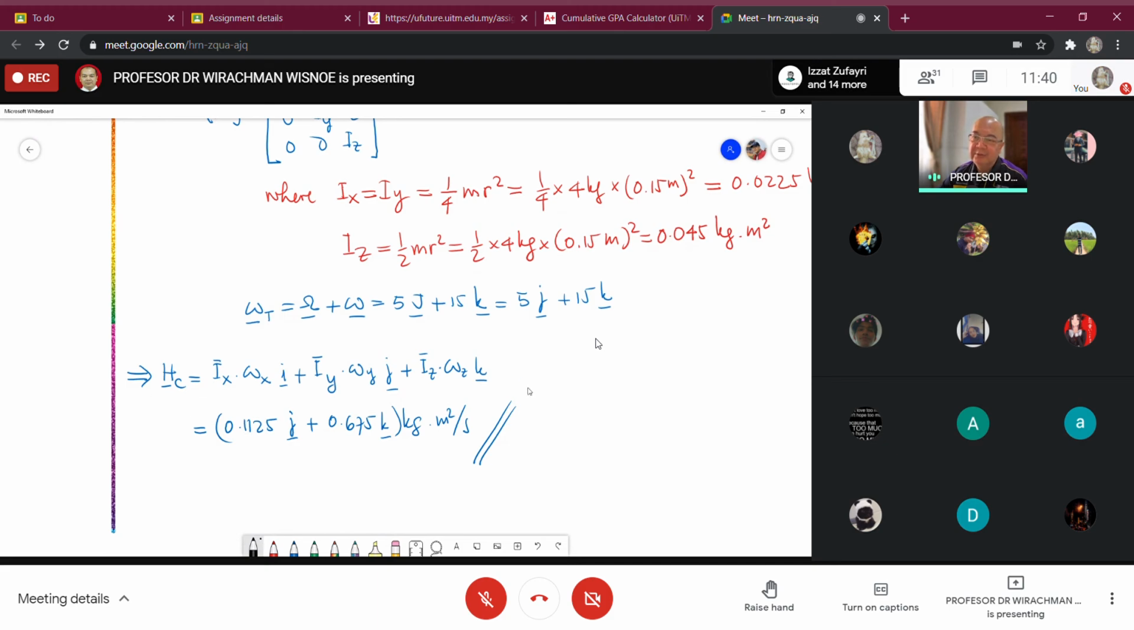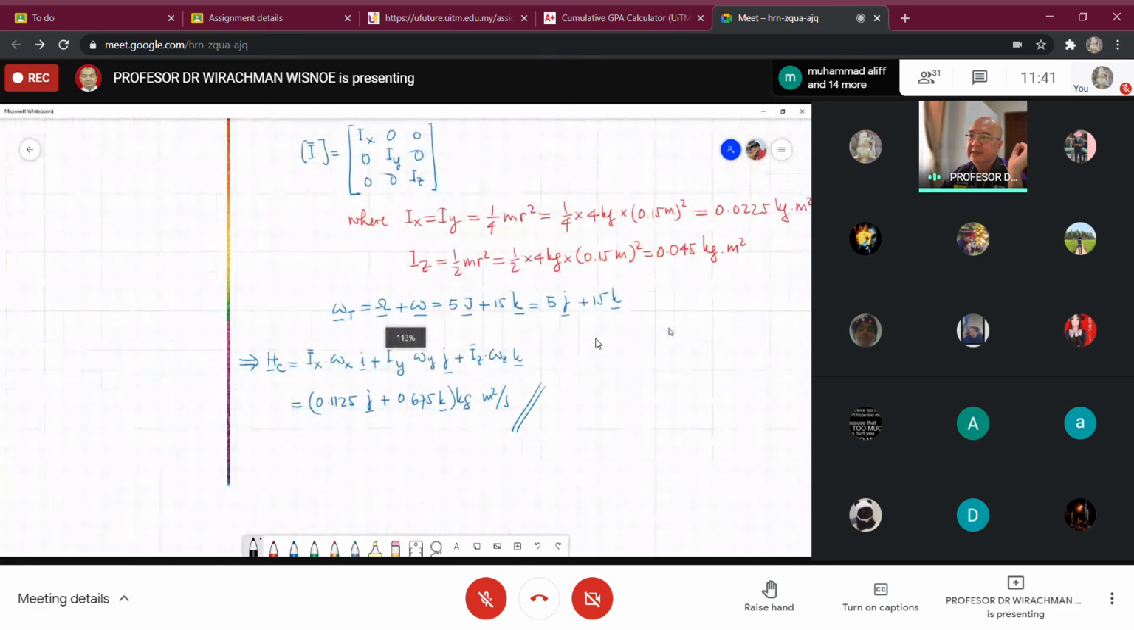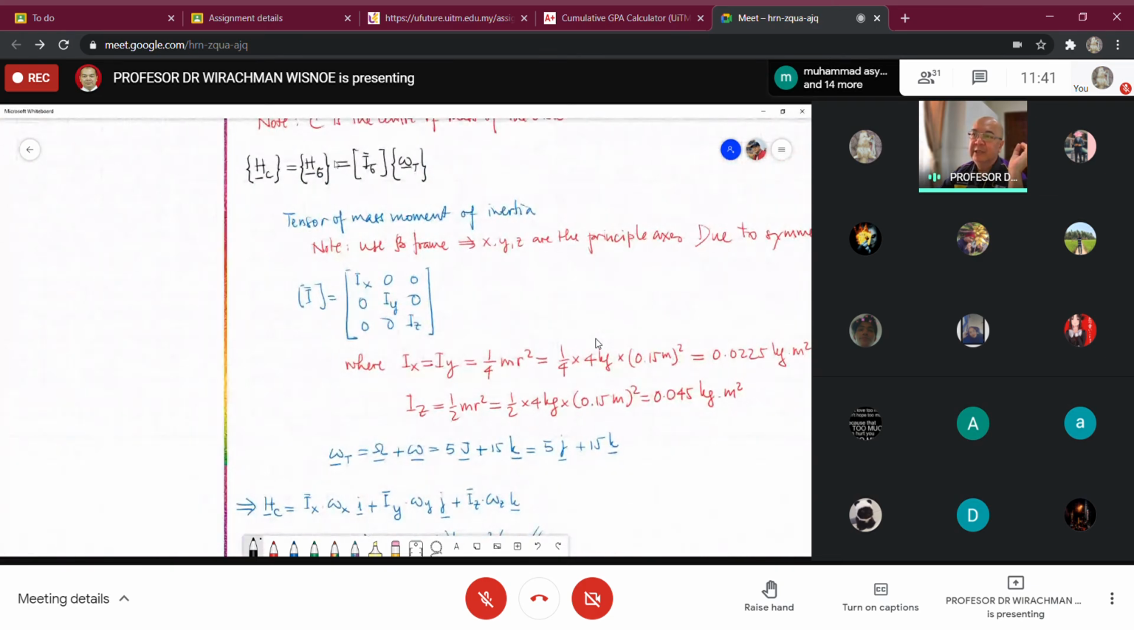Okay, so this is the answer. By right, I should ask you how to calculate. This is the angular momentum of the disk about C. C is the center of mass. So it's simple. If you know how to calculate, multiply the matrix with a matrix product like this. So the formula is this one. You still remember Ig omega. That is about the center. Okay, so let's go to the question.